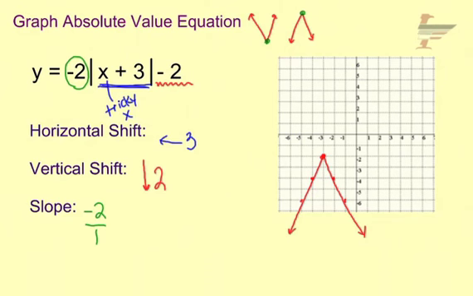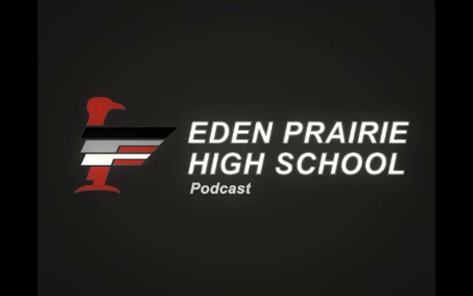So with absolute value graphs, make sure your graph is V-shaped. That's the most common mistake, because we just forget that it has to be a V-shaped graph and we end up with a straight line. So there you go.